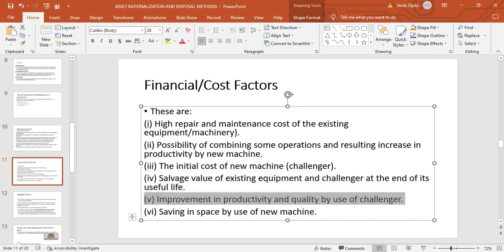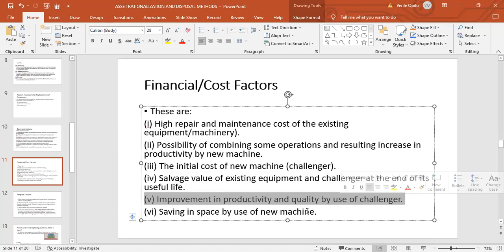Then also just look at the improvement in productivity and quality of the products that you produce in the event that you buy the new machine. Is it going to result in better quality products? Is it going to result in improved productivity? When you consider those factors, if this is going to result in more units being produced and higher quality products, then you would rather consider replacing the asset with a new one.